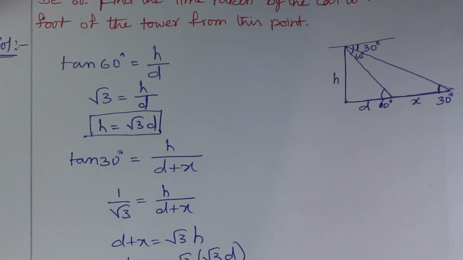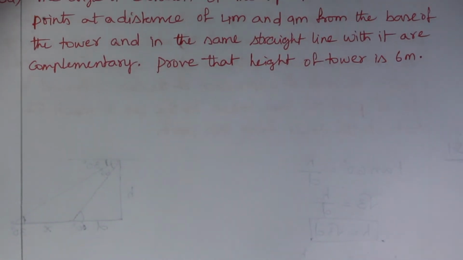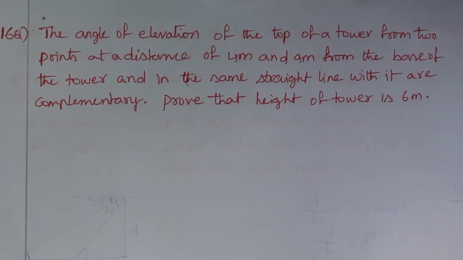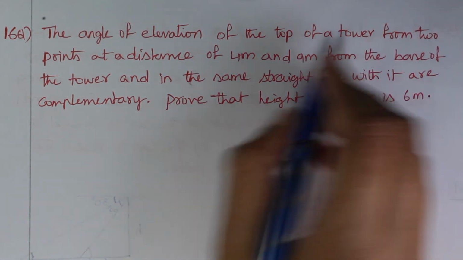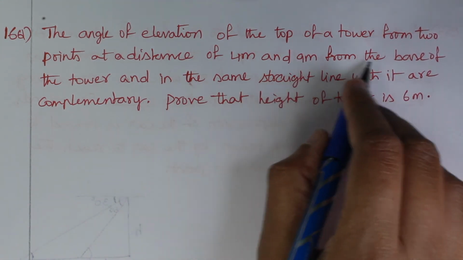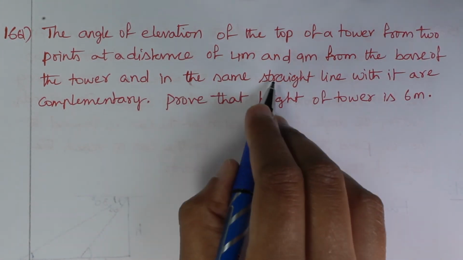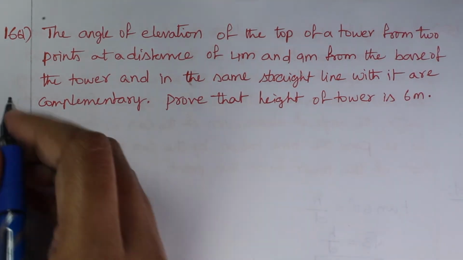Now let's move to the 16th question. The angles of elevation of the top of a tower from 2 points at distances of 4 meters and 9 meters from the base of the tower, and in the same straight line with it, are complementary. Prove that the height of the tower is 6 meters.